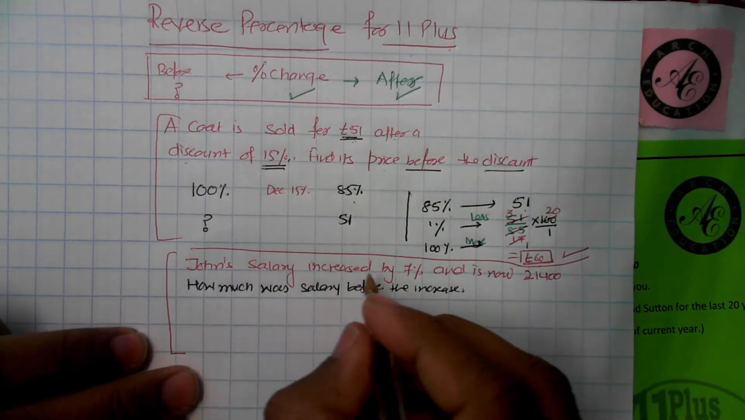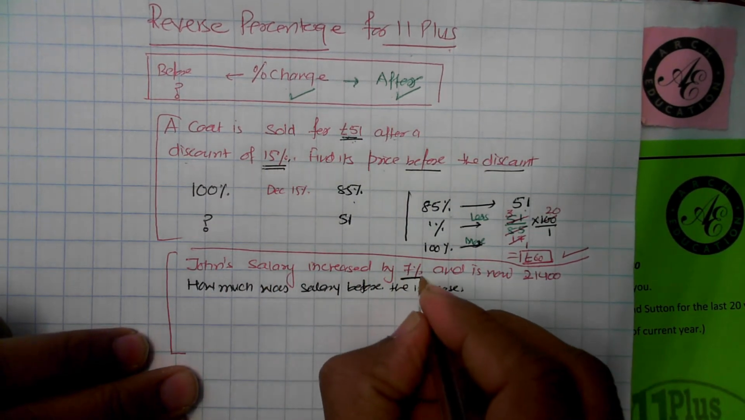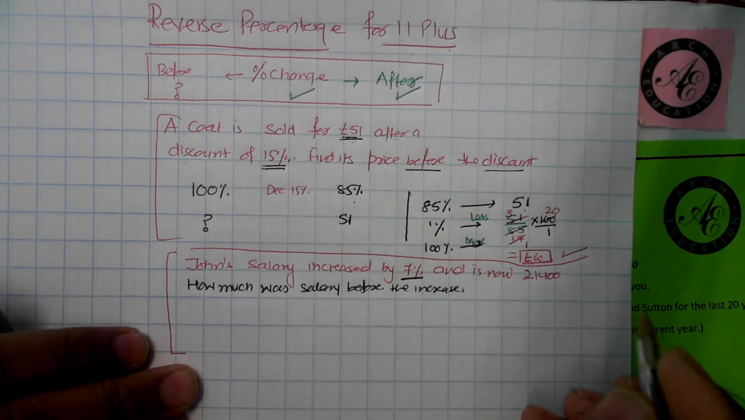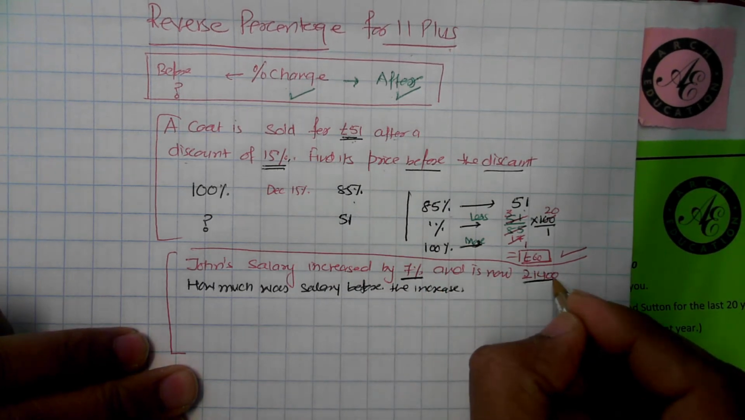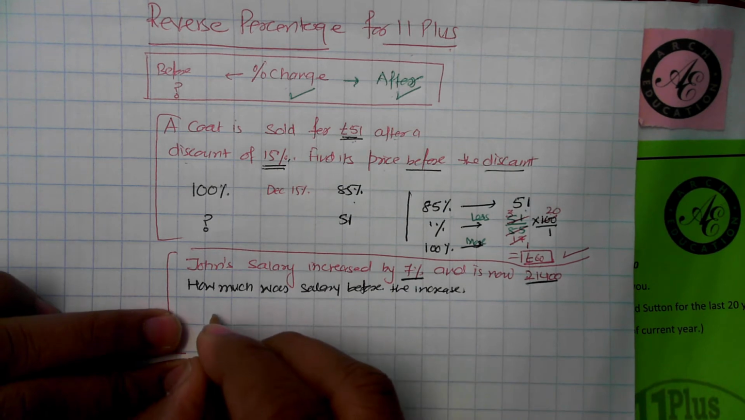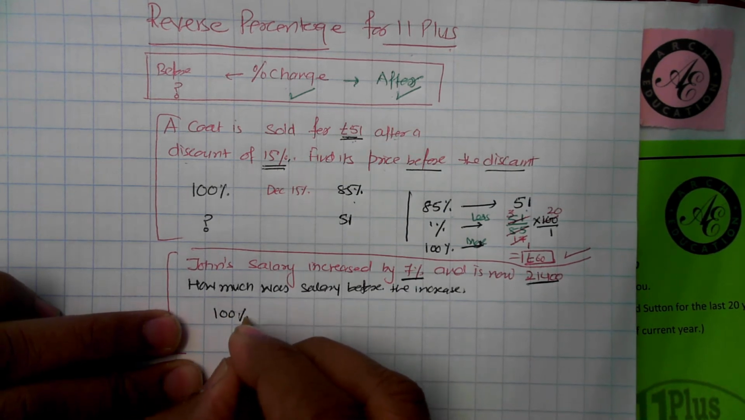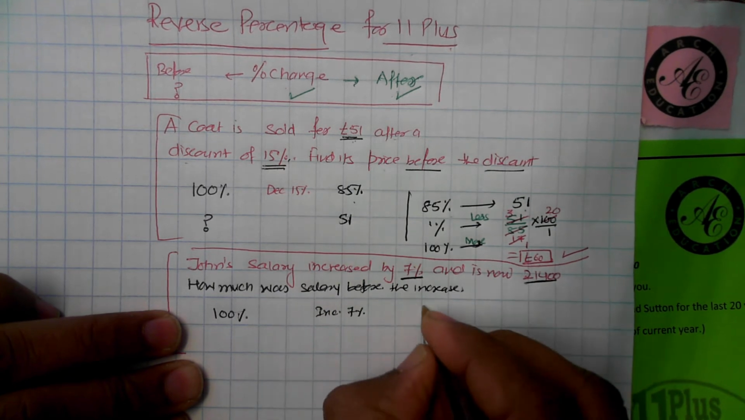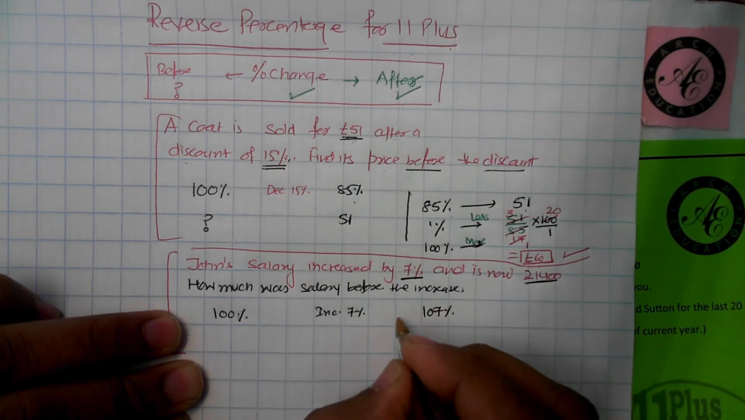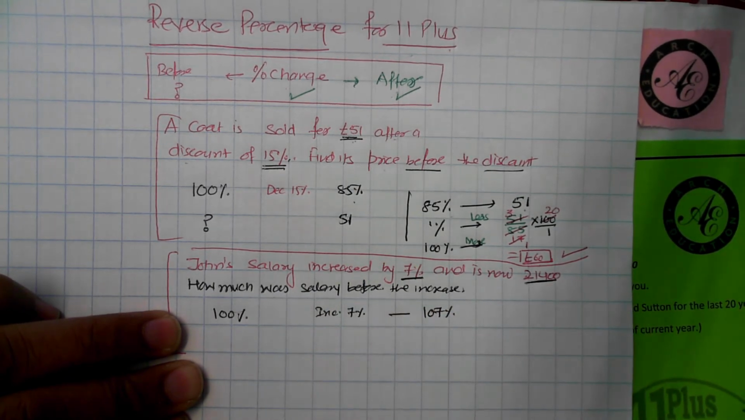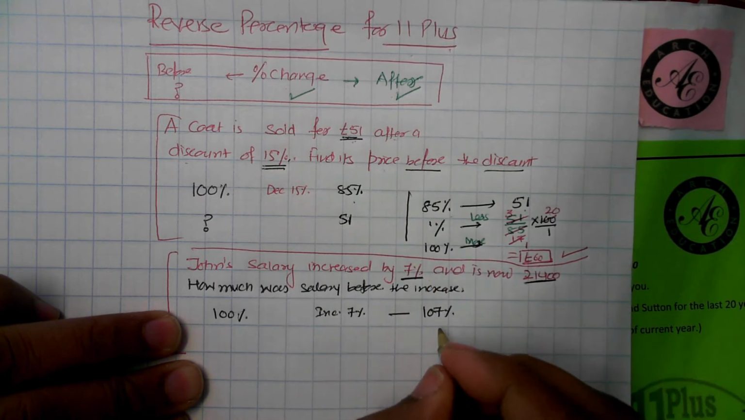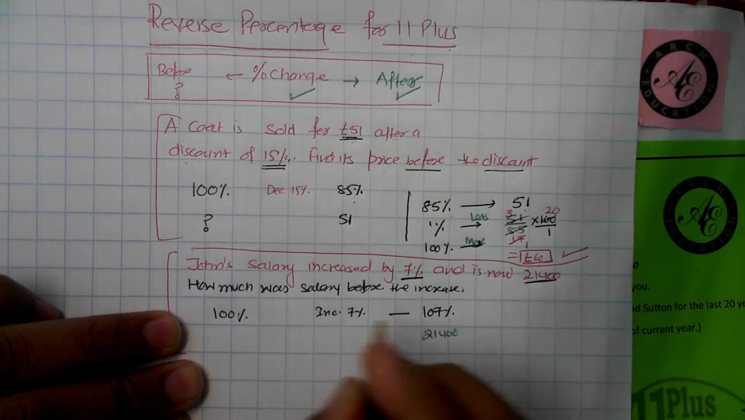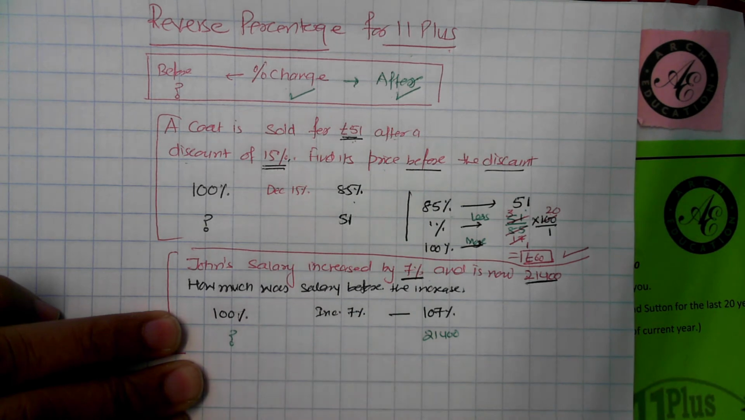It says John's salary increased by 7%. So the change is a 7% increase and it is now 21,400. Let's say originally it was 100%. So there's an increase of 7%, so it becomes 107% after the increase. And what we know is the salary after increase is 21,400, and we have to find 100%. Guys, same way, set the unitary method up, then we work on it.